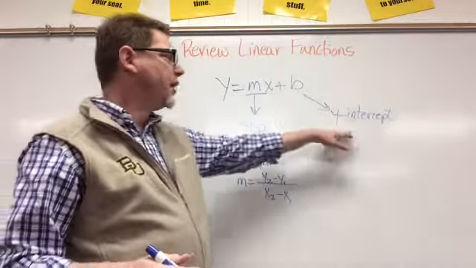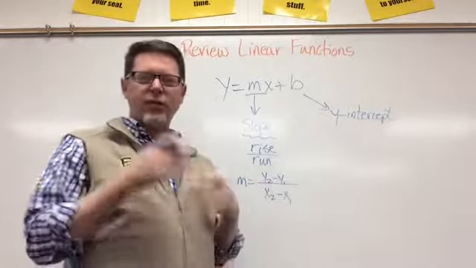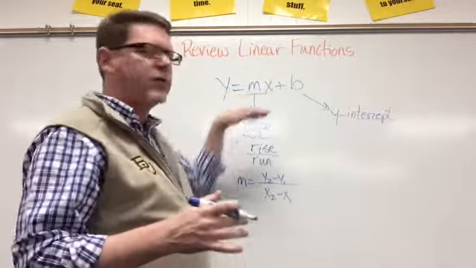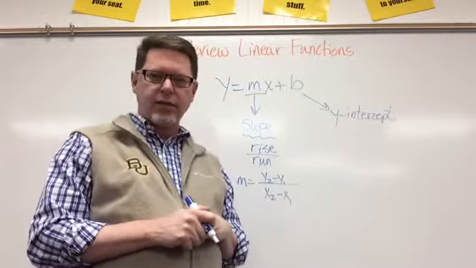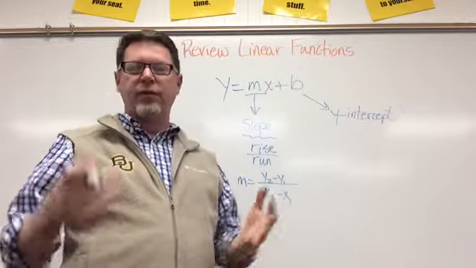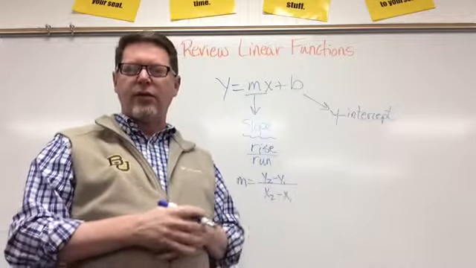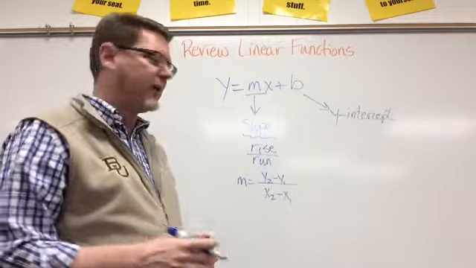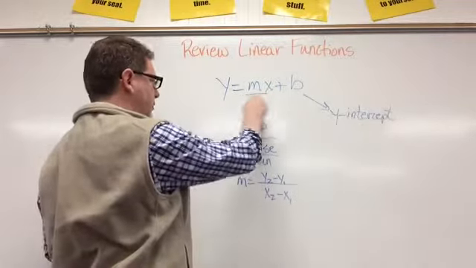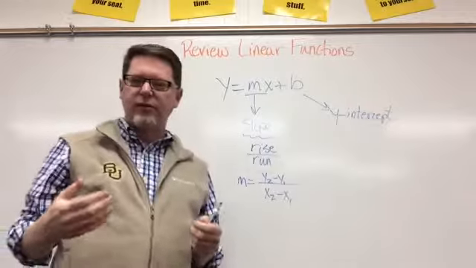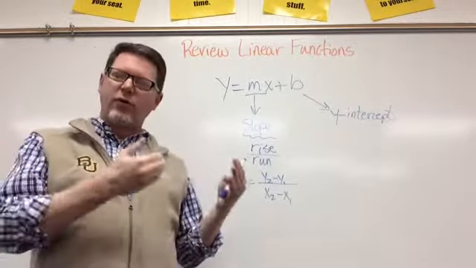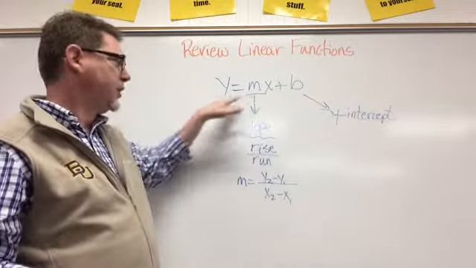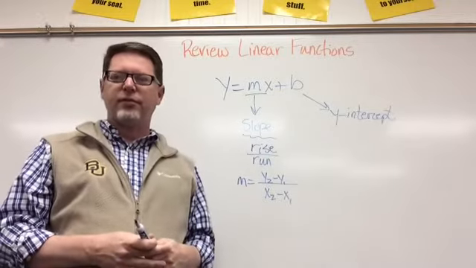The b is the y-intercept. That's the place where the line that you drew crosses the y-axis. It can either be a negative number or a positive number depending on where that line crosses the y-axis. And if you have points on the line, you can plug them into the x and the y, and you can always figure out either the slope or the y-intercept based on the points and one of the other pieces of information.